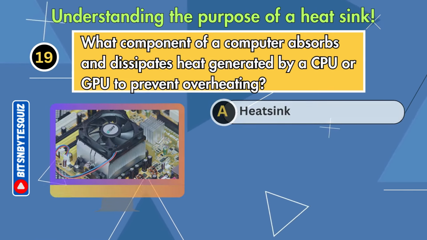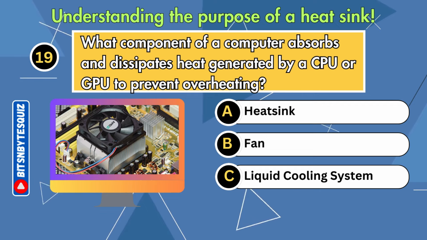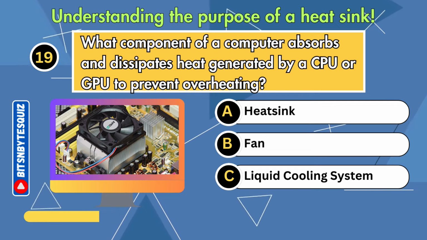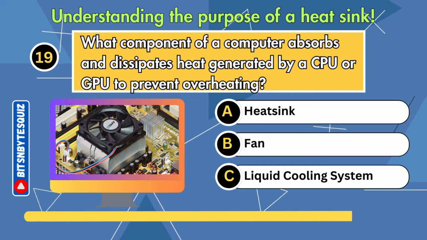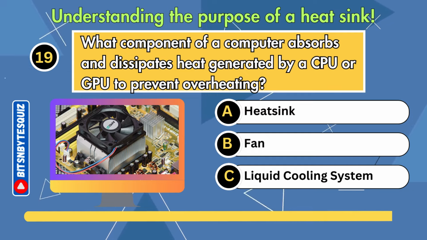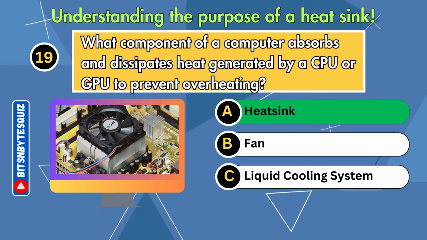What component of a computer absorbs and dissipates heat generated by a CPU or GPU to prevent overheating? Option 1, heat sink. Option 2, fan. Option 3, liquid cooling system. Answer is heat sink.